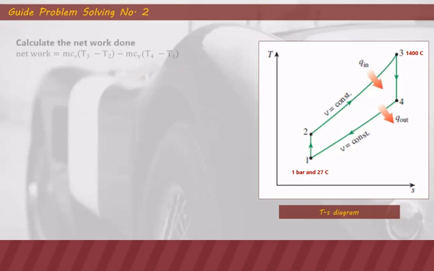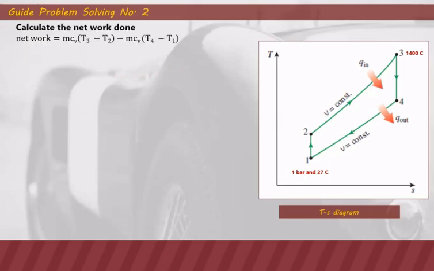The next unknown is to calculate the net work done. So for the Otto cycle, the net work done is Q in minus Q out. So our Q in is this one. It's a constant volume process, that's why it's CV. So m CV (T3 minus T2), and then our heat rejection is at point 4 to 1. That's still constant volume, that's why it's CV. So m CV (T4 minus T1). So from this formula, we need to calculate first the mass before we can get the net work done.